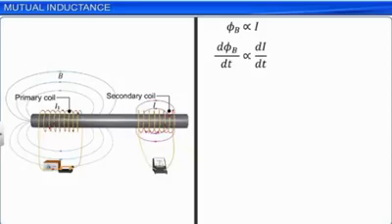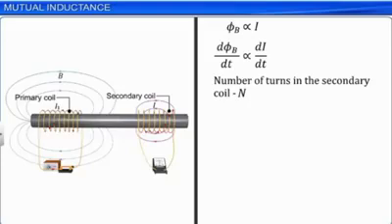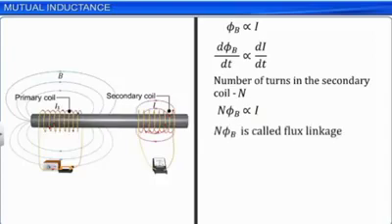Let the number of turns in the secondary coil be n. Hence, the net flux change in the secondary coil, nφB, is directly proportional to I. The term nφB is called flux linkage.